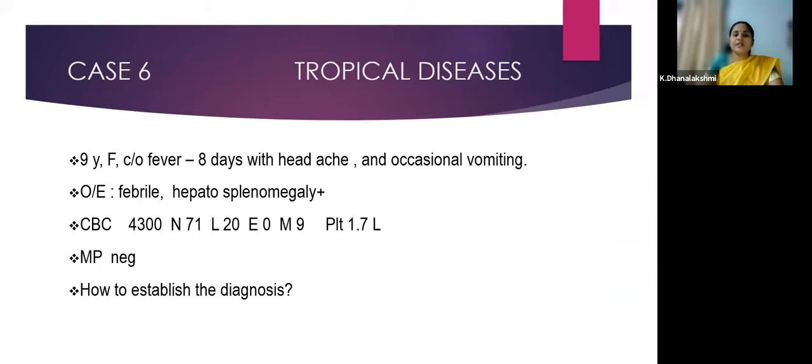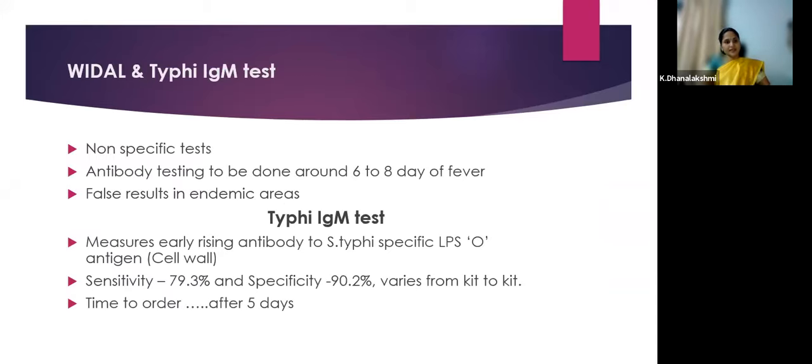So what are the tests that can be done? If the child is very stable, we can straight away order the gold standard for typhoid, that is a blood culture. If we are not able to do a blood culture, what is the disadvantage of doing a rapid test in typhoid?